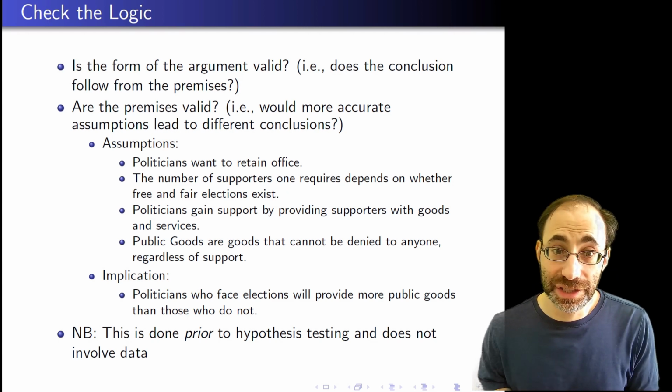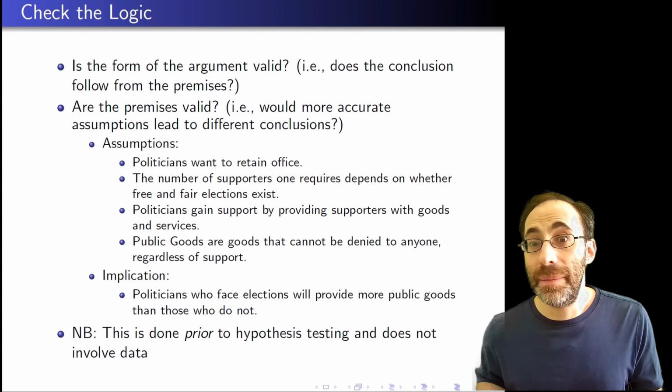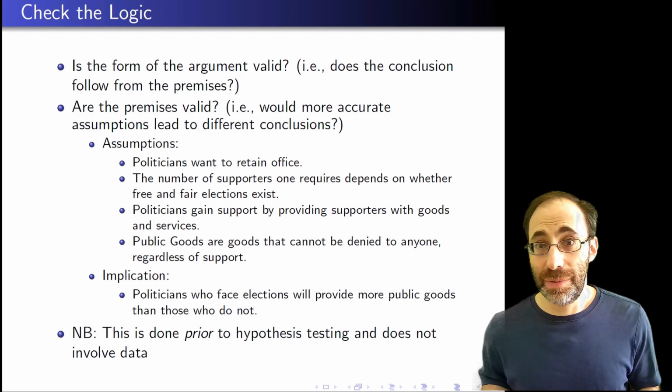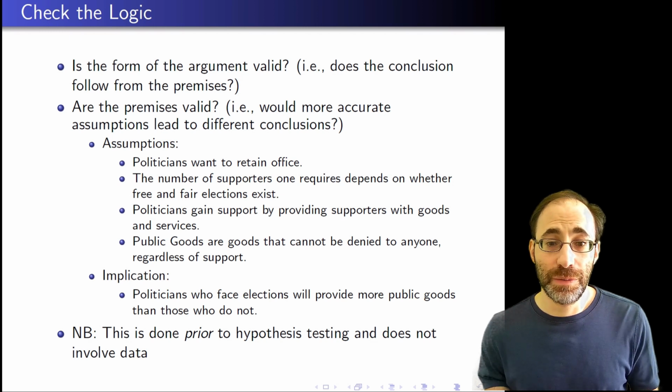And then a definition for the last assumption: public goods are goods that cannot be denied to anyone regardless of their support. This is the definition of a public good. A public good is a good that once you provide it, everyone can make use of, and you can't exclude anyone.